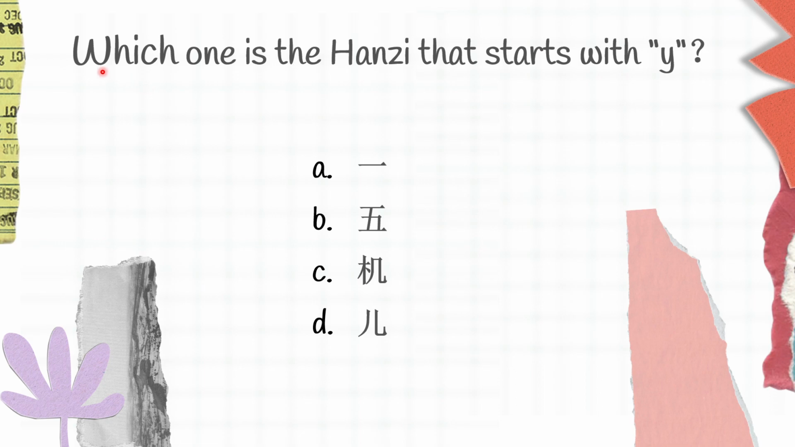The next one, which one is the hanzi that starts with this letter? Do you guys remember? A is E, B is Wu, C is T, and D is Er. So the correct answer for this question is A.